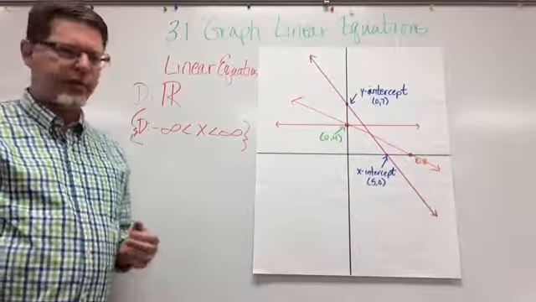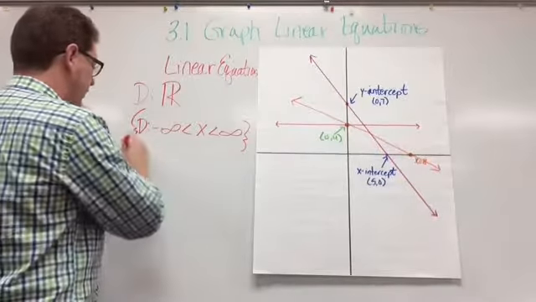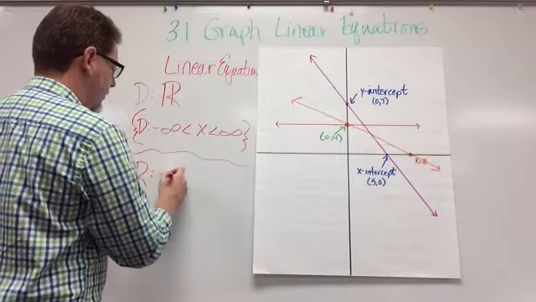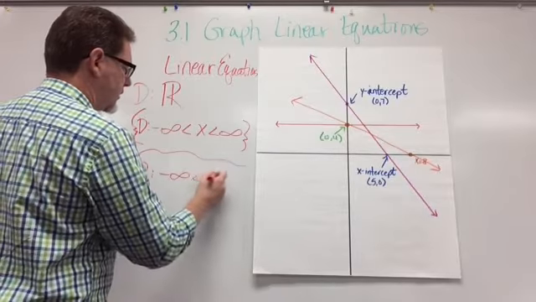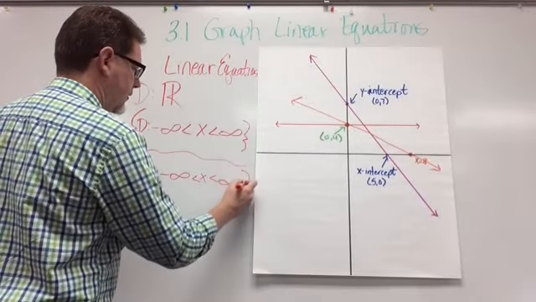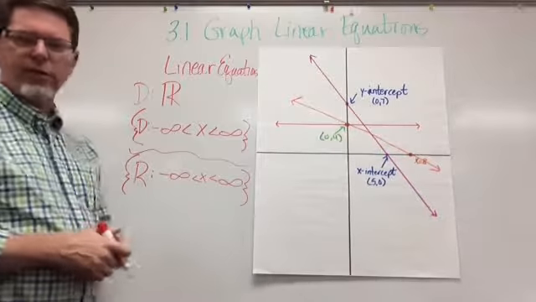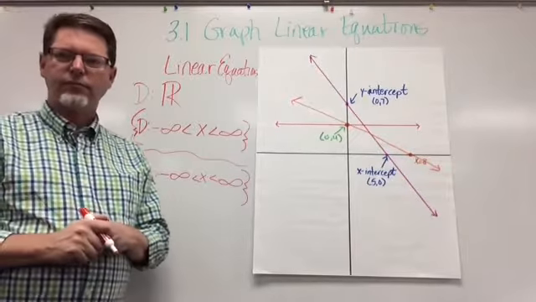Okay, that's for the domain and the range. In the range, I would write the same way, except I would put an R for range. Negative infinity is less than y is less than infinity with brackets on the outside, and that would be the range for the y values, okay?